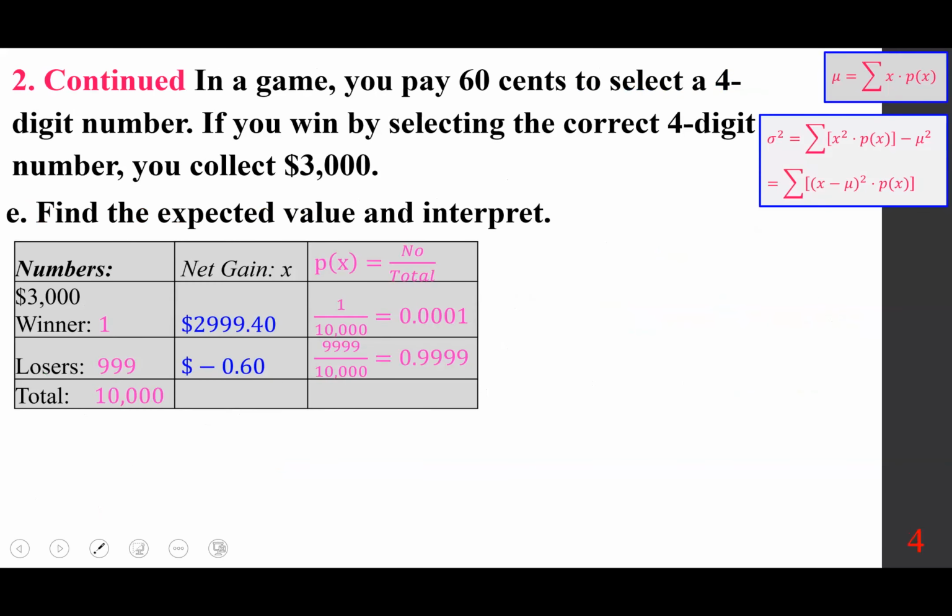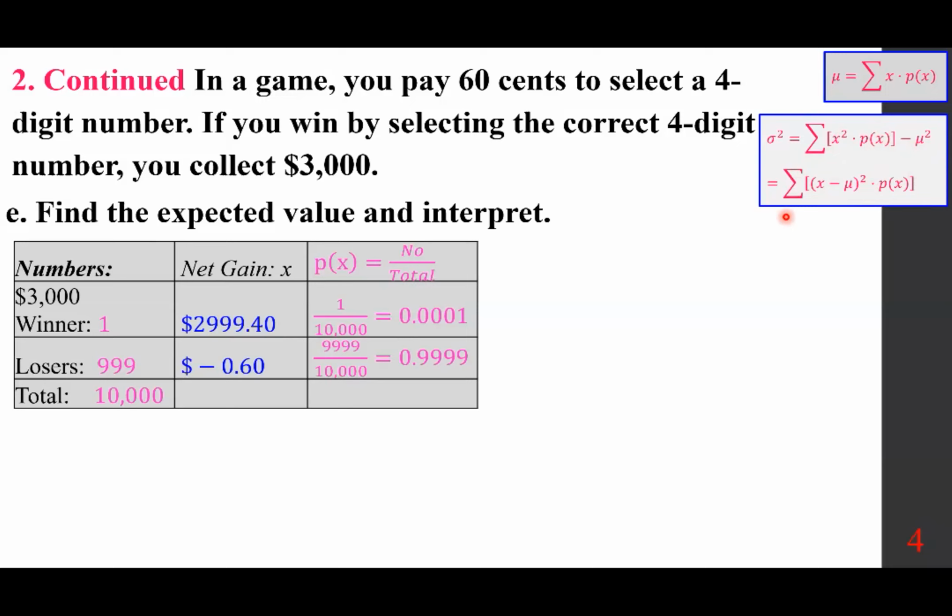All right, same question. Find the expected value and do the interpretation. Well, first and foremost, this is from the previous page. Secondly, I'm going to remind you of some of the formulas coming up. Mu is the summation of x times p of x. This is the mean, or you can call it the average, also known as expected value. Sigma squared is the summation of x squared times p of x minus mu squared, or x minus mu quantity squared times p of x, and we do the summation on that.